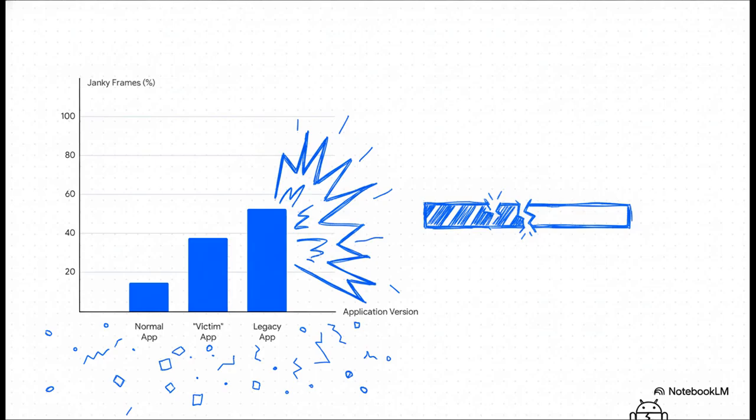Now, the forensic data backs this up completely. We're looking at a huge spike in what we call janky frames. Just think of these as stutters. It's when the app can't draw a new frame fast enough for the screen's refresh rate, so the animation just jitters. A decent app might see maybe 15% jank. Our victim here, it's hitting almost 38%, and older versions were over 50%. There's no doubt about it. The user experience is broken.